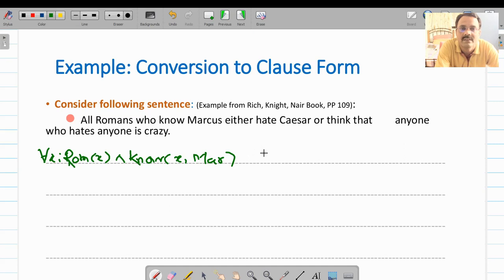Either hate Caesar or think that. Now that is implying something. So what I will do, I will put it into a square bracket. This is implying. That implies all Romans who know Marcus either hate Caesar. That means who hates Caesar? Roman hates Caesar. Roman is X. So I will put it on the right hand side also, because that is now the conclusion of this. Hate, Roman hate, so Roman is X, Caesar.